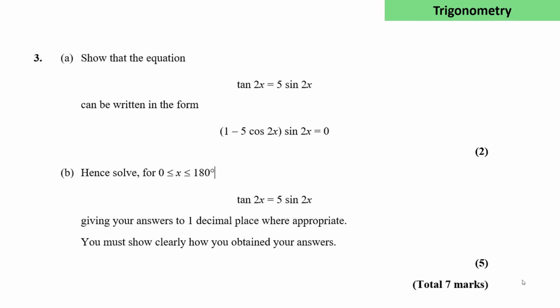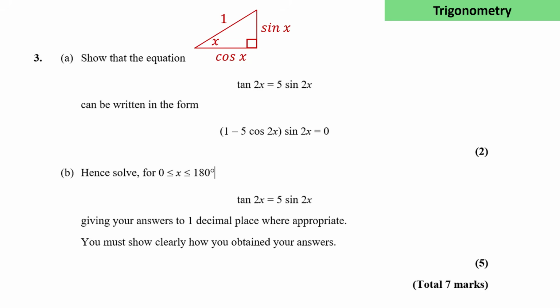In this trig question, we're asked to show that tan 2x equals 5 sine 2x can be written in the form 1 minus 5 cos 2x times sine 2x equals 0. For this, we need another trig identity. Let's return to the triangle we had in the previous question.